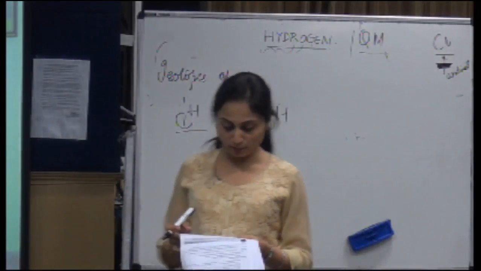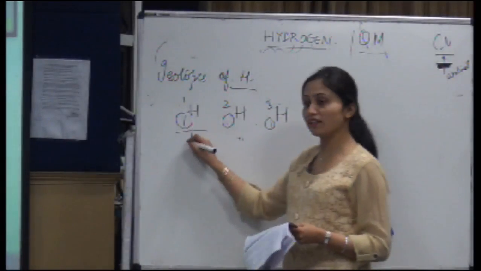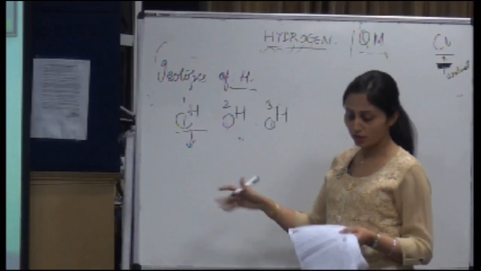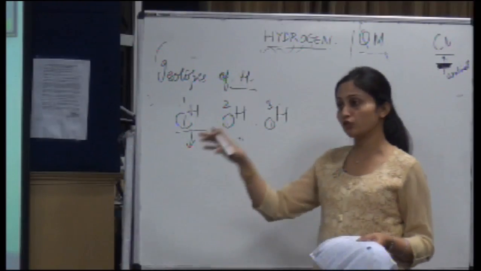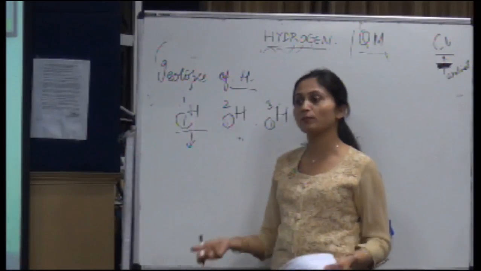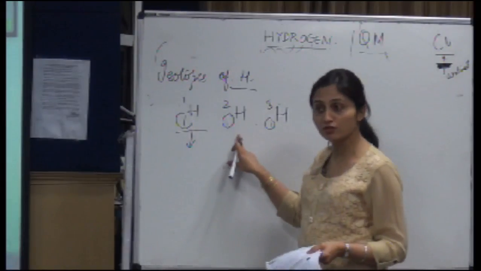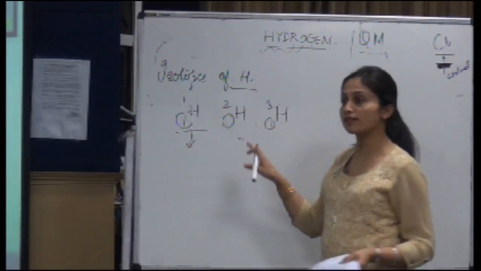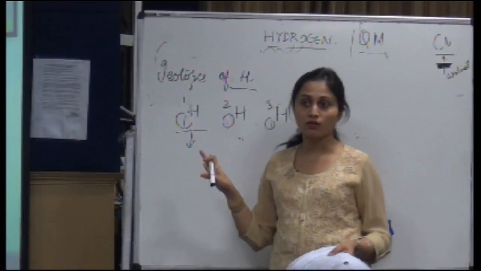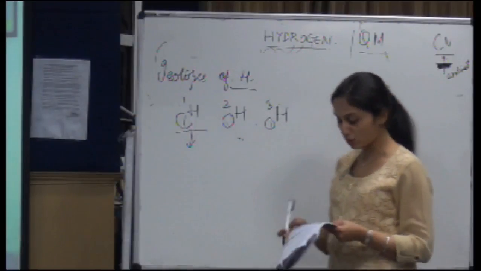Protium is also known as ordinary hydrogen, because out of the three, you know this is the ordinary hydrogen. That's easy to make out because this question has also been asked: which is the ordinary hydrogen? Ordinary hydrogen is your simple 1H1. Deuterium is known as the heavy hydrogen, right? And it was because of deuterium that a Nobel Prize was given in 1934, because a scientist found out that there is another hydrogen atom which exists.